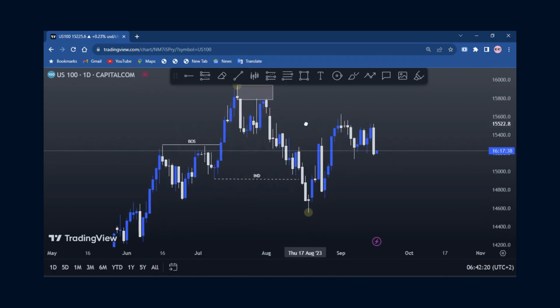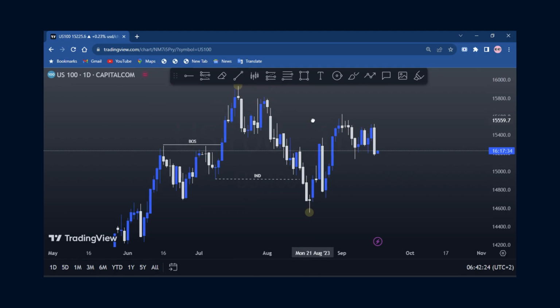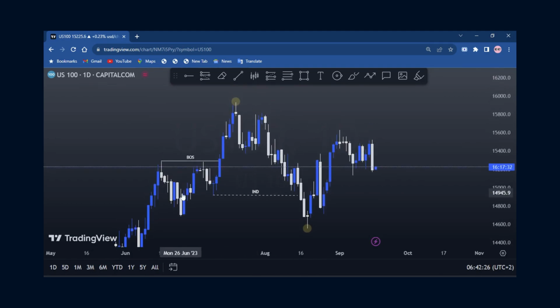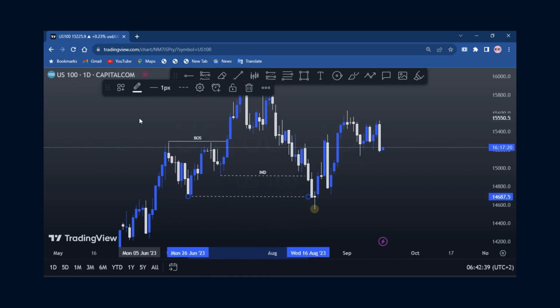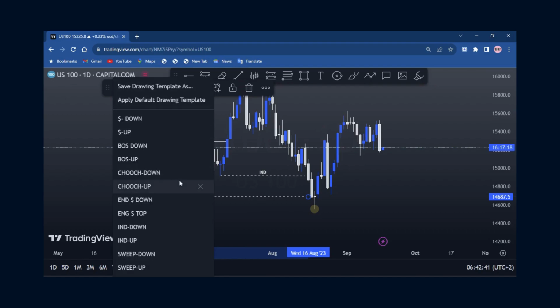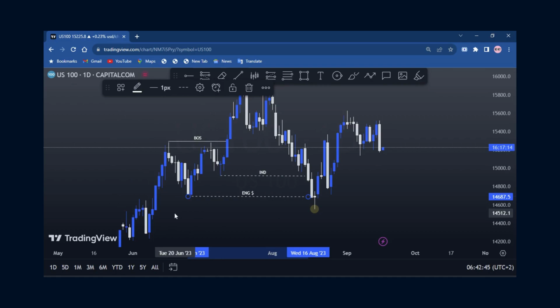So what I also realized is that, let me delete this. What I also realized is that the market, since it printed an inducement there, that means the first inducement has changed to what we call engineered liquidity. Now remember, the market can bring two things. It can bring you an inducement and it can bring you engineered liquidity.